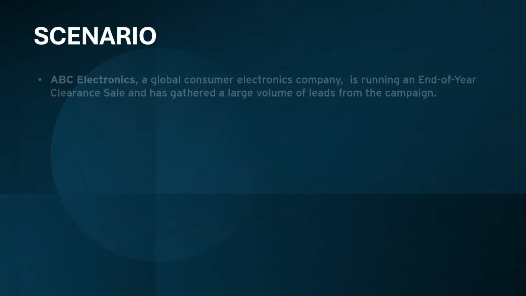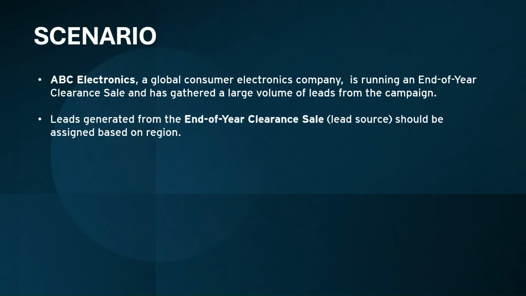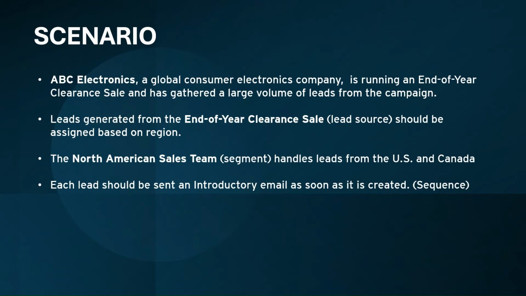Let's discuss a scenario. ABC Electronics, a global consumer electronics company, is running an end-of-the-year clearance sale and has gathered a large volume of leads from the campaign. Leads generated from the end-of-the-year clearance sales, that is the lead source, should be assigned based on regions. The North American sales team, that is the segment, handles leads from the US and Canada. Each lead should be sent an introductory email as soon as it is created. That is a sequence. This is the scenario we have, and now let's jump into our application and explore how the work assignment feature can deal with this requirement.